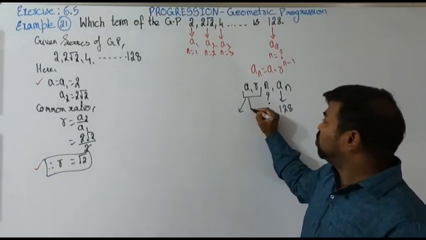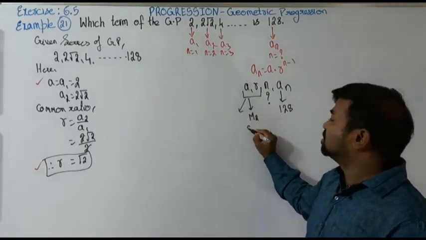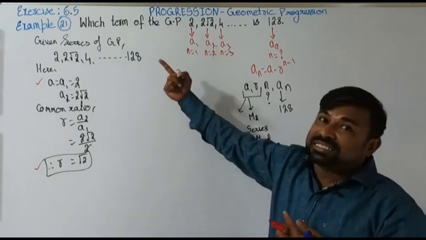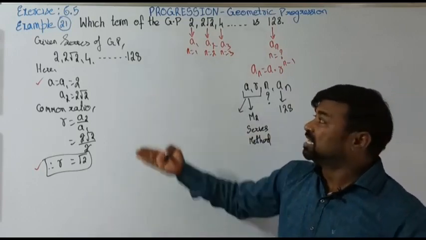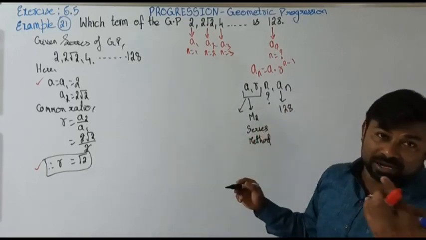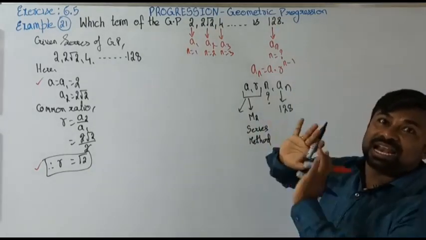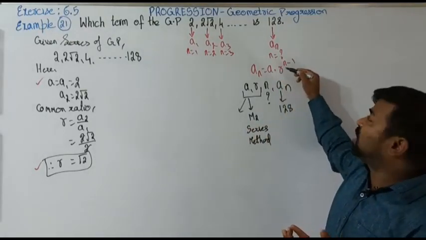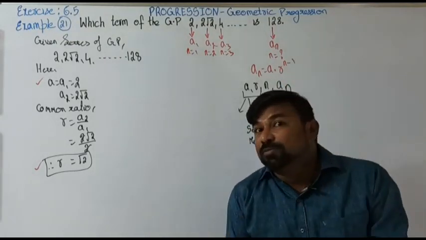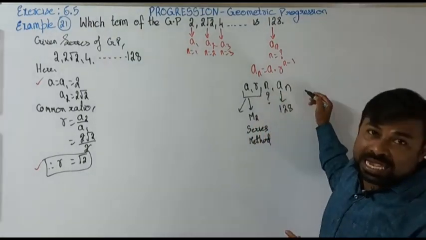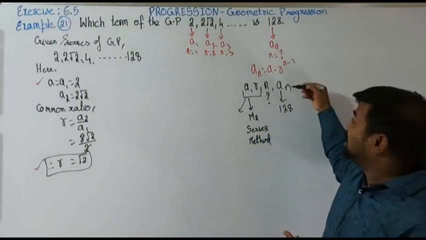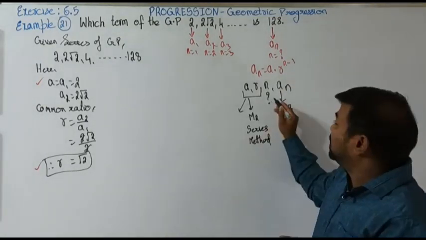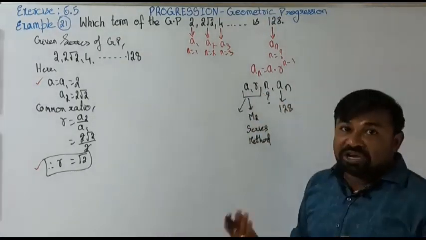The series method is nothing but the second method. When the question is given in terms of a series, this is the method of finding A and R. I repeat, 128 is the last term, also called the nth term. The nth term of GP is A into R to the power n minus 1. The variables are A, R, n, An. An is equal to 128, and n is the question: in which place is he sitting?